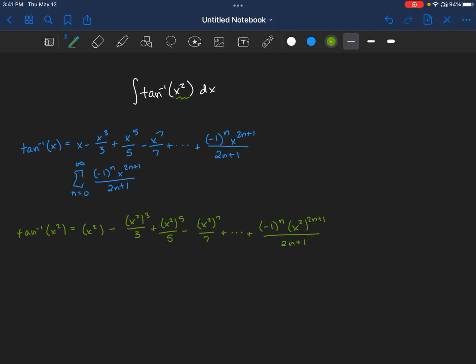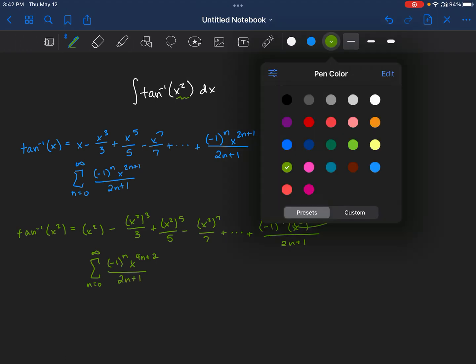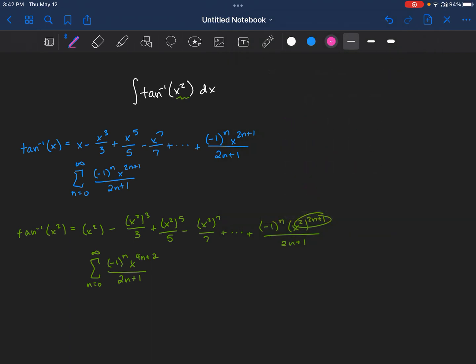And I can update that by combining the exponents. And so I'll rewrite the summation notation as negative 1 to the n. And again, I'm just going to combine this and make it x to the 4n plus 2 all over 2n plus 1. Now that I've got that covered, I want to go into the idea of integrating this.